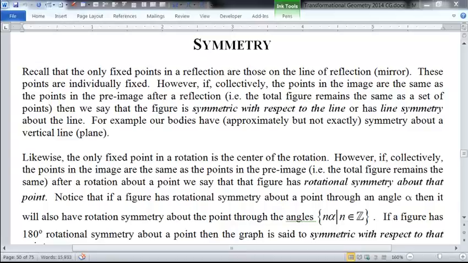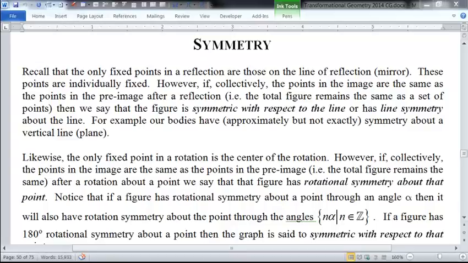A translation on the other extreme, or a glide reflection, either one, moves every point in the plane to something new. So there are no fixed points for translations and glide reflections. Reflections, mirrors, have the mirror line or axis of reflection as fixed points. Any points on the mirror line are going to be fixed. And so there are infinitely many, but all in a straight line, for the fixed points there. And then we talk about the fixed points of a rotation. The only one is the center of the rotation.